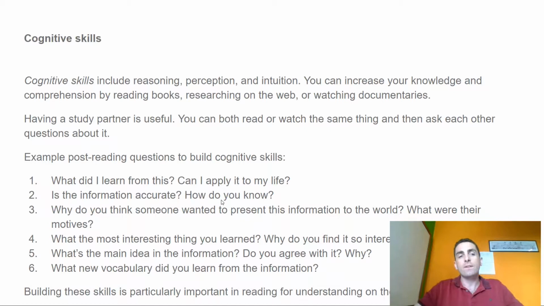Lastly, this is more generally about cognitive skills, okay? Cognitive skills include reasoning, perception, and intuition. You can increase your knowledge and comprehension by reading books, researching on the web, or watching documentaries. Okay, now having a study partner is useful. Many students tell me they find this very, very useful. Someone to go to the coffee shop with or go out for lunch with once a week and talk about various articles they've been reading or documentaries that they've seen, and just spending 30 minutes to 45 minutes really thinking about individual topics and just getting those wheels turning in the brain.